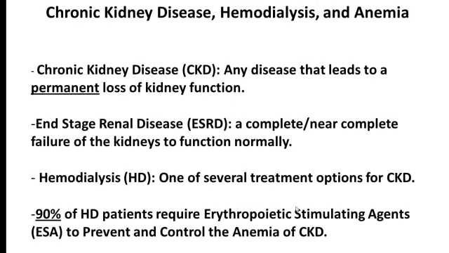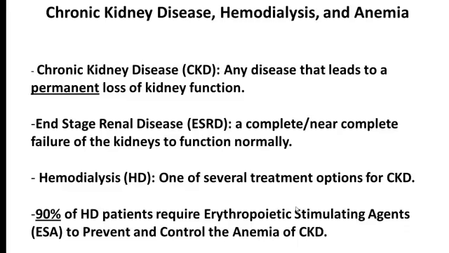By chronic kidney disease, we mean anything that leads to a permanent loss of kidney function. Their kidneys are not going to get better. End-stage renal disease is a marker as to when near or complete failure of the kidneys to function normally occurs. And as we shall see, kidneys do more than filter wastes out of the body. Kidneys play a critical role in the management and the creation of red blood cells, which deliver oxygen to the body. And we'll be talking about how that works.